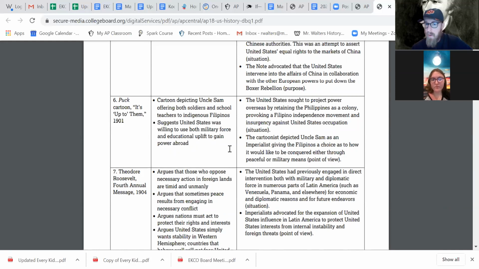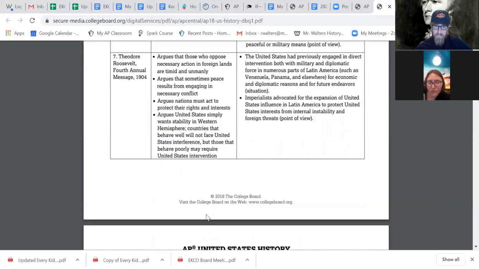Occupation. Historical context, okay, that's all that was. It was just explaining what's going on there by trying to get those colonies. The next one says the cartoonist depicted Uncle Sam as an imperialist, giving the Filipinos a choice on how they would like to be conquered, peacefully or through military means. That's point of view.